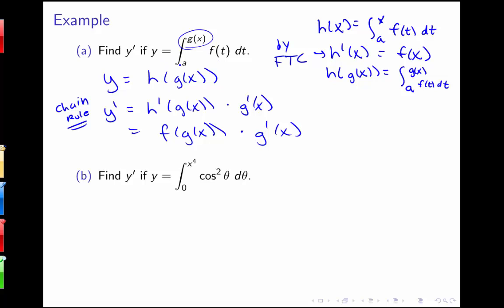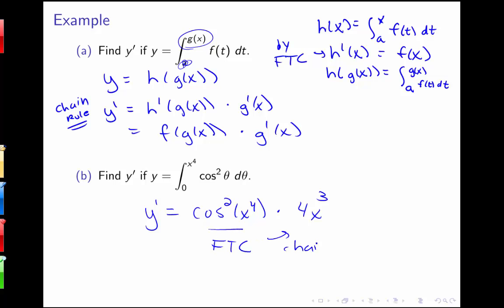So whenever I have an integral from a number a up to some function of x of f of t dt, and I want to take the derivative, it will be f with g of x plugged in for t, times the derivative of g, by making use of the chain rule together with our fundamental theorem. So how would that look in this example? Well, I'd have y prime equals cosine squared of x to the fourth times 4x cubed. So the derivative of my outside function uses the fundamental theorem, but then I have to also use the chain rule.